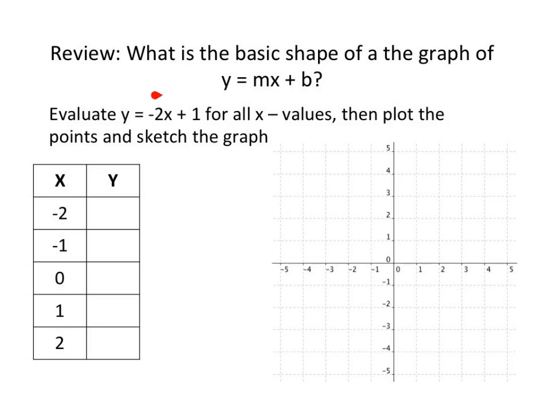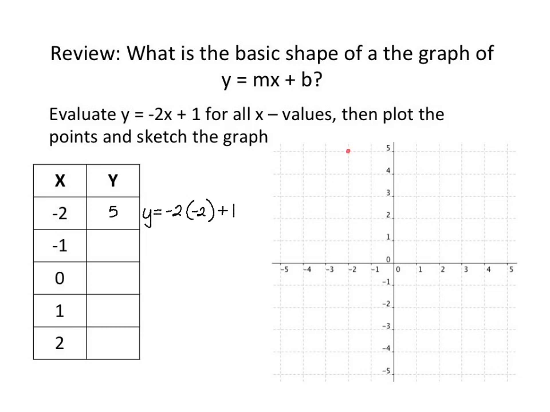As an example, I have this graph y equals negative 2x plus 1. I'm asked to evaluate for all the x values, so essentially I'm going to plug in x, get y values, plot those points, and then sketch the resulting graph. The first point I'm asked to plug in is negative 2. So I'm going to do y equals negative 2 times the x value, negative 2, plus 1. Since negative 2 times negative 2 is a positive 4, plus 1 is 5, I get the first ordered pair, negative 2, 5, which I can plot in the graph by going left 2 and up 5.